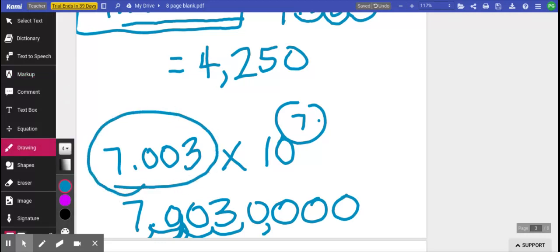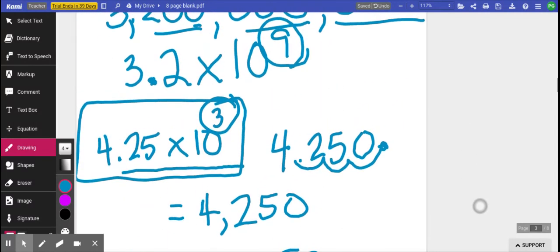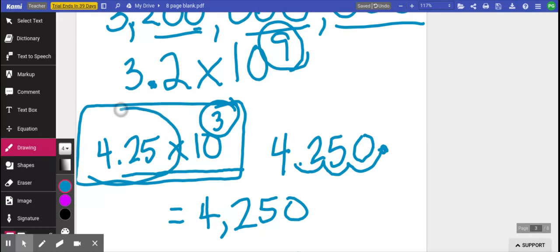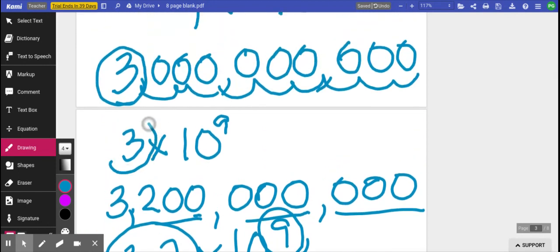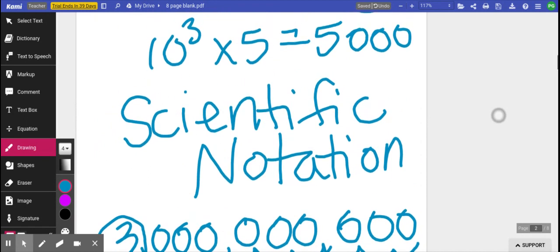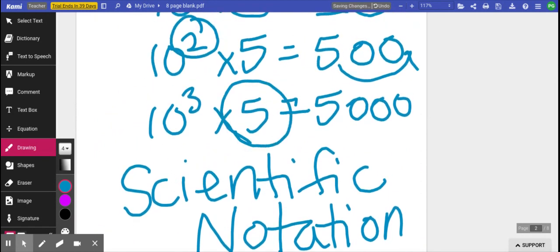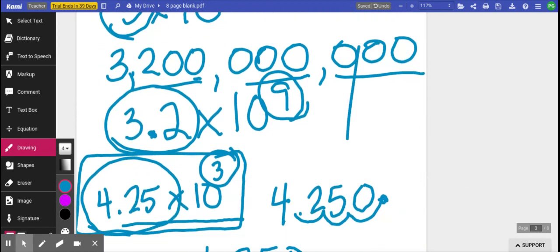The first number, 7.003, is less than 10. Up here, 4.025 is less than 10. 3.2 is less than 10. 3 less than 10. 5 less than 10.